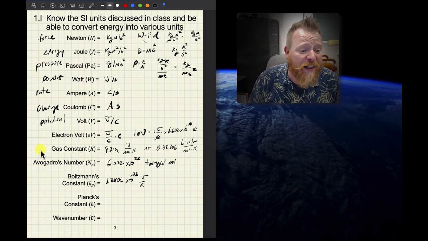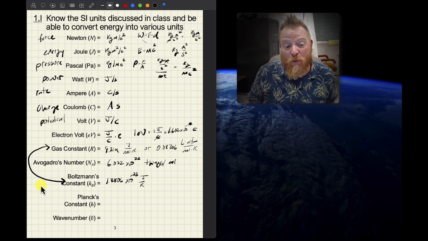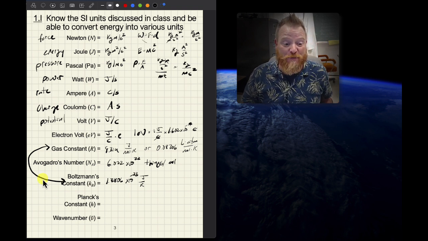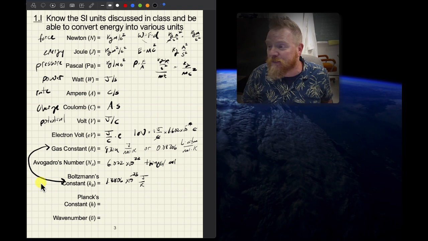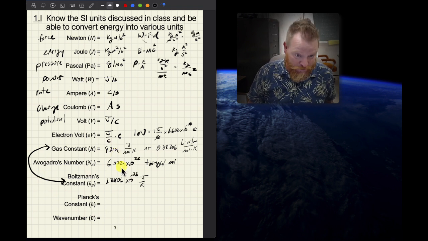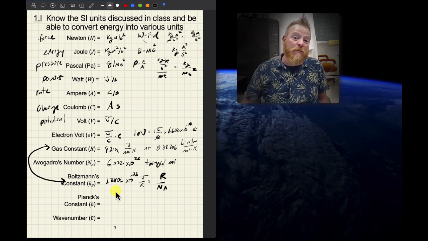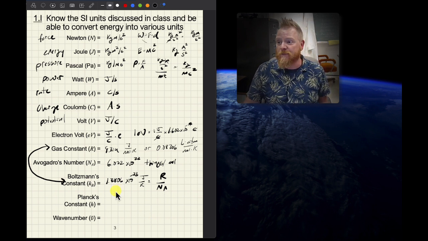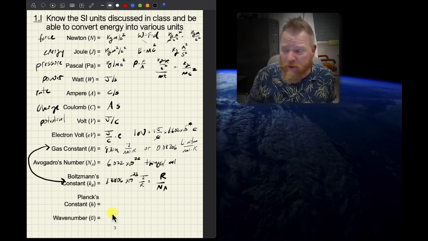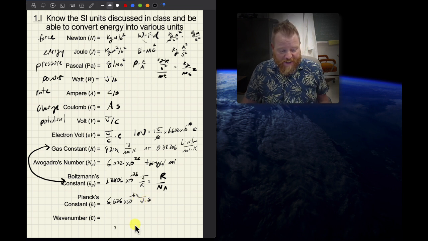What I want to point out here is that the gas constant and Boltzmann's constant are actually one and the same thing. They just differ by Avogadro's number. For example, if we take that 8.314 number and divide it by Avogadro's number, so R divided by N_A, that gives me Boltzmann's constant, which is kind of cool. Planck's constant, that's another fundamental one, 6.626 times 10 to the minus 34 joule seconds.